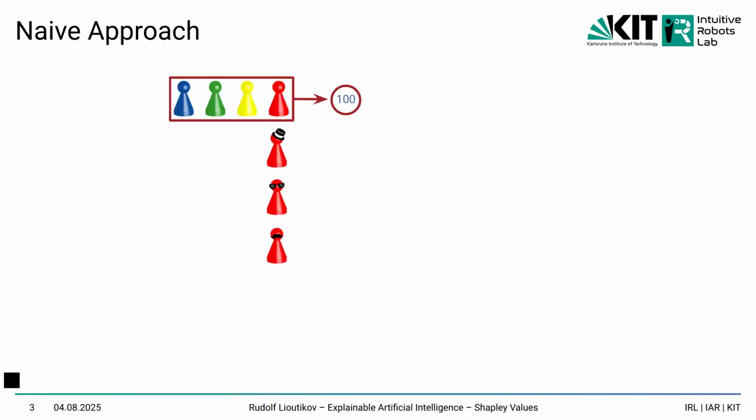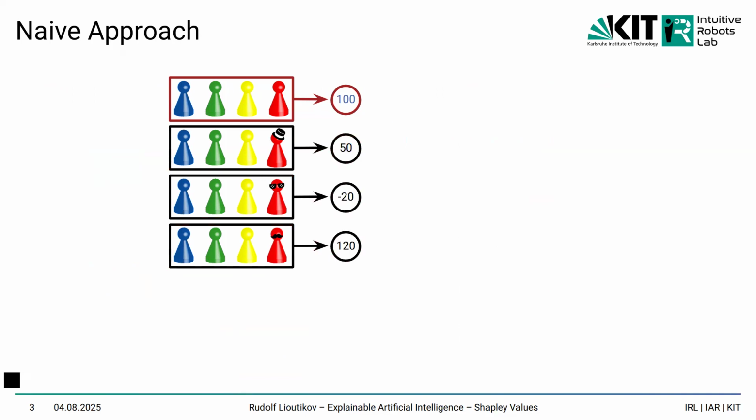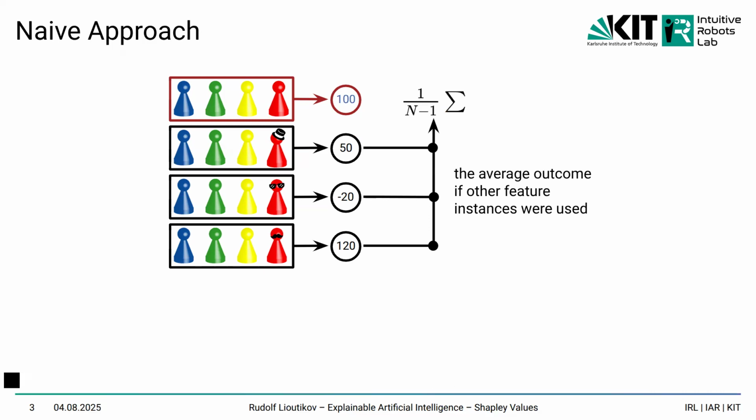So what we can do is, we have our team now with a score of 100. And then with a different type of red, like a gentleman type of red, a glasses type of red, a mustache type of red, we get different payouts. Then we can compute the average payout here, and subtract that, and know that apparently plain red contributed 50 to it.